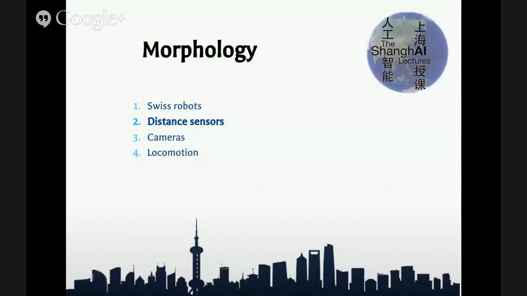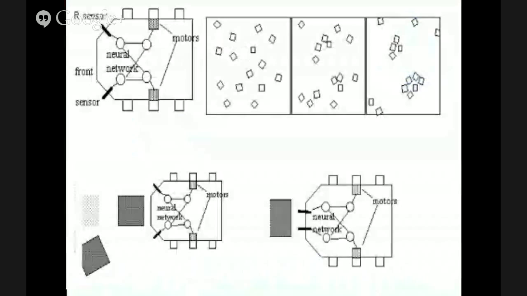Now talking about the distance sensors, the distance sensors are used as sensors for communication, and they inform the robot about which distance and direction to move in. Now there are several kinds of distance sensors. Some of these are proximity sensors, which are distributed over the front half of the robot, and each sensor is connected to a node in the neural network.